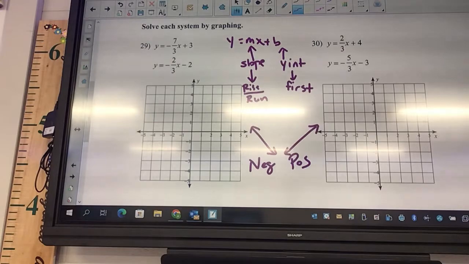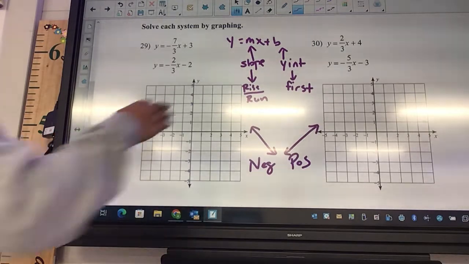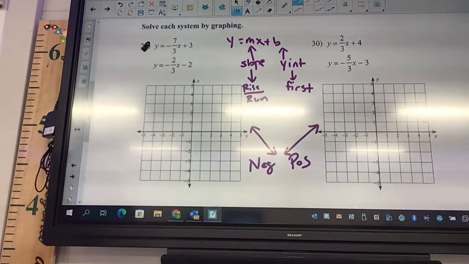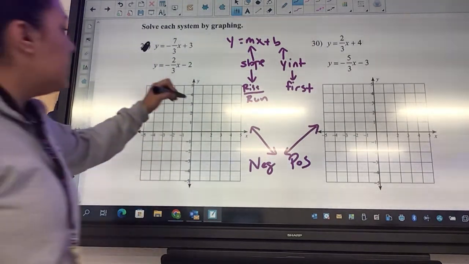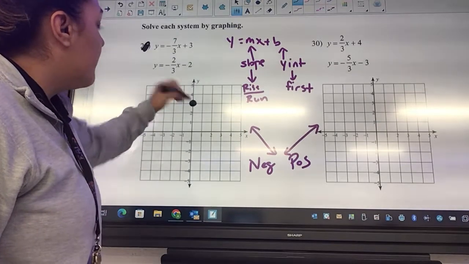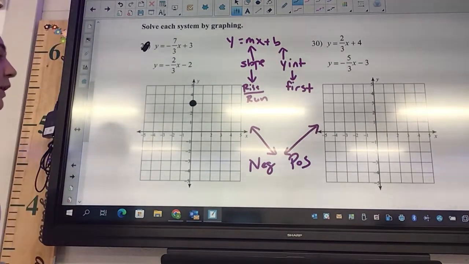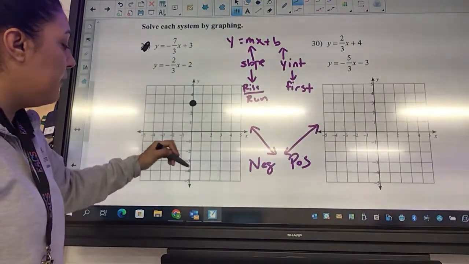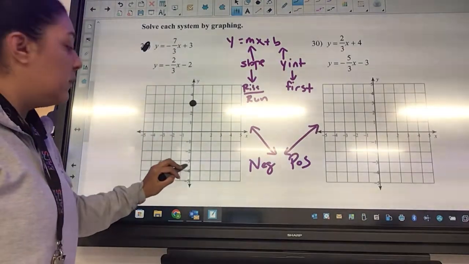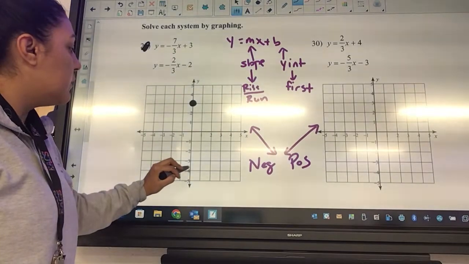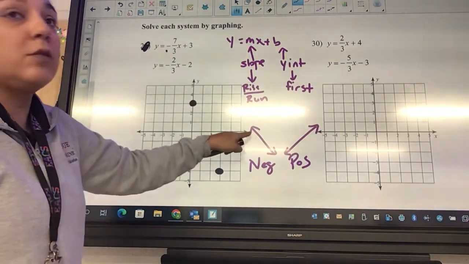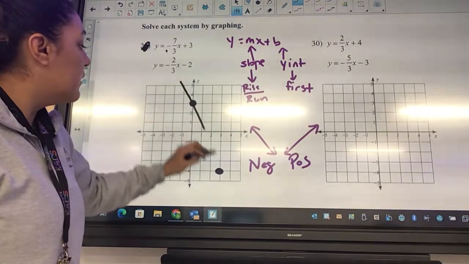So when we look at the first line on this, where do we start? We start at 3. And what is my slope? Yeah, so we gotta go down 7. 1, 2, 3, 4, 5, 6, 7 over 3. Which way? To the right. Okay, we need a negative line, so it needs to be going this way.